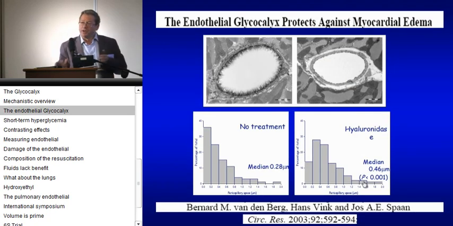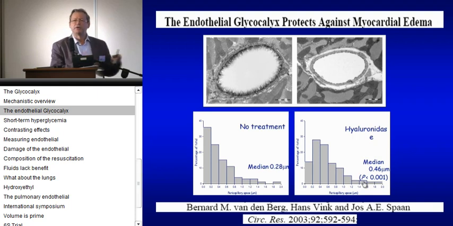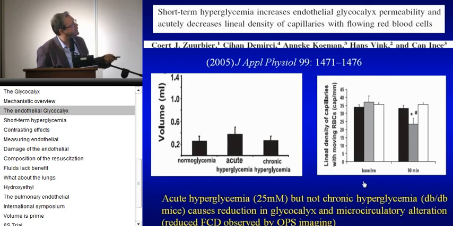What about edema? Well, this is one of the early studies which really showed this. Hans Fink is a very important mover in this particular area. They looked at myocardial edema with the glycocalyx and without the glycocalyx and looked at the distances between the capillaries, and showed a very clear association between depletion of glycocalyx, a disruption of the vascular barrier, and an increase of the capillary distances, i.e. more tissue edema.